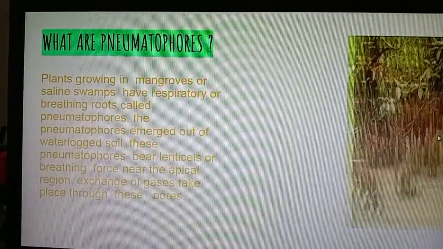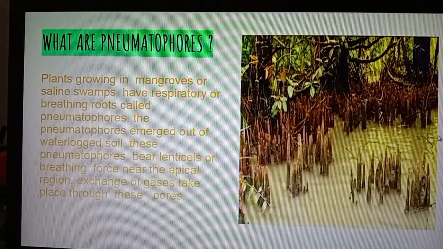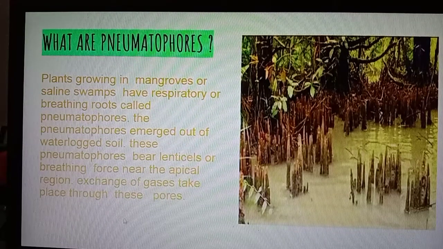Now what are pneumatophores? Here you can see in the diagram some conical shaped structures have come above the water. Now these we call pneumatophores. Now what are pneumatophores? Let's see.